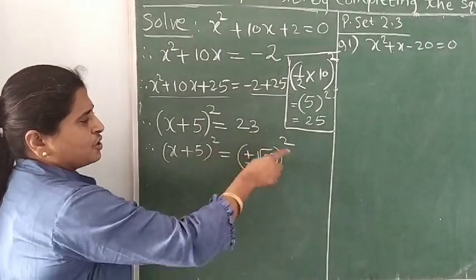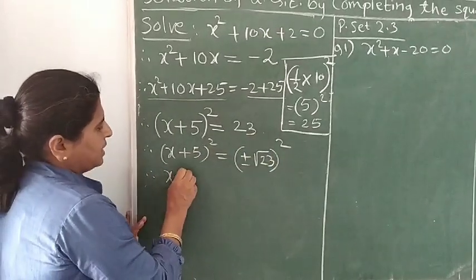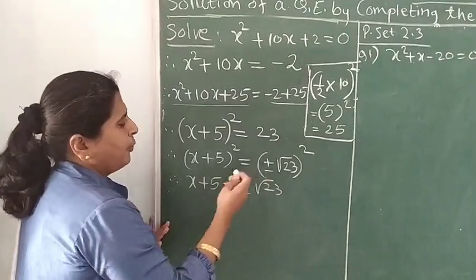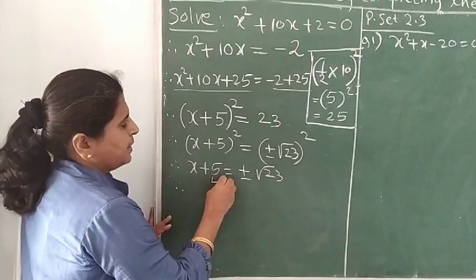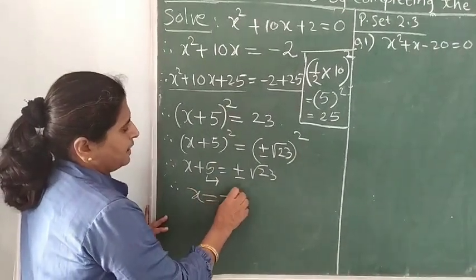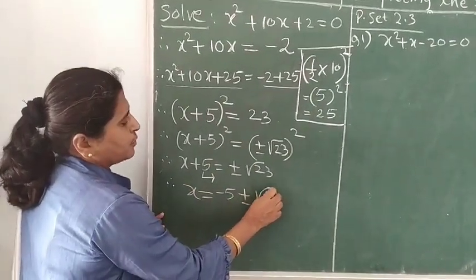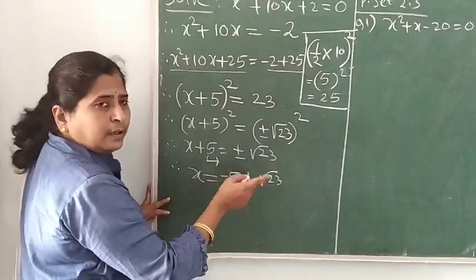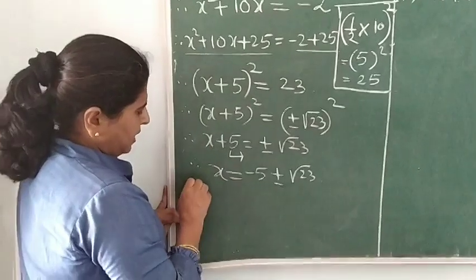Now, taking square roots of both sides, we will get x plus 5 is equal to plus or minus square root of 23. And then take this plus 5 on the right side. It will become minus. So, x is equal to minus 5 plus or minus square root of 23. With the help of the two signs, splitting and taking one at a time, we can get its two roots.